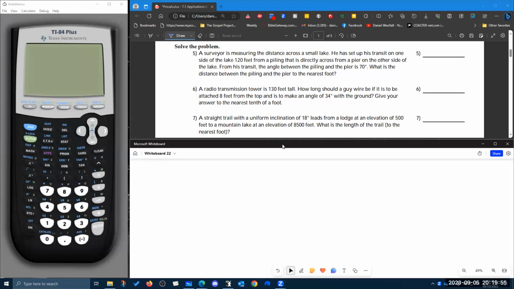In this video, we're going to solve some application problems. You'll recognize some of these problems that we've already done from Chapter 5 and Chapter 6, but we're going to do them again. The surveyor is measuring the distance across a small lake.